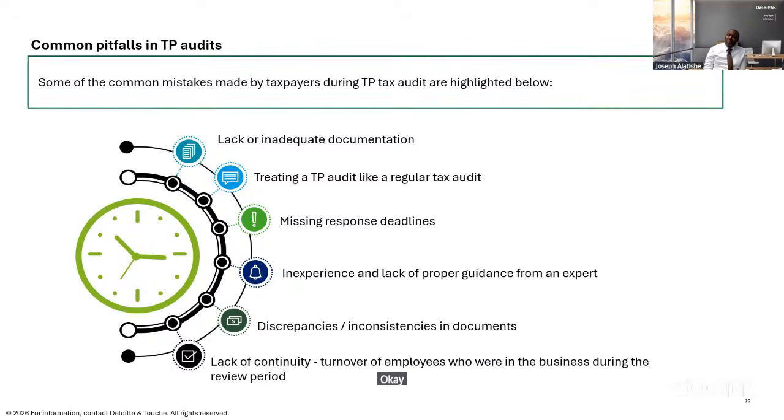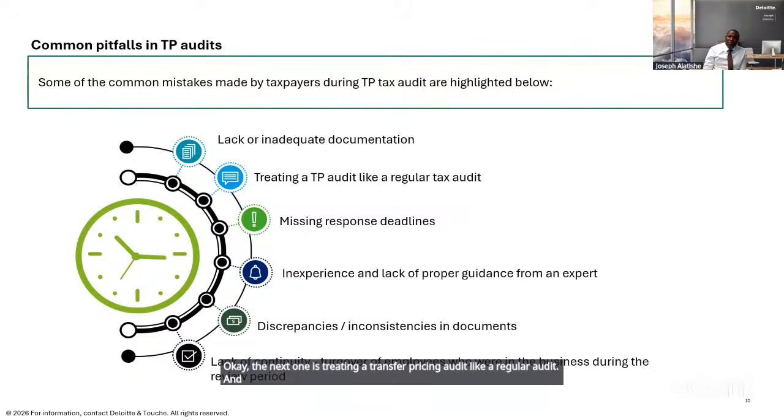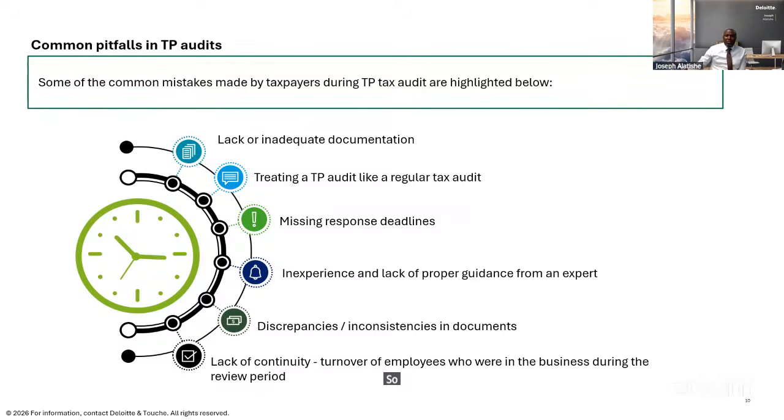The next one is treating a transfer pricing audit like a regular audit. And I think I've mentioned some of the points here, so I will not rehash it. A transfer pricing audit, even though the process seems similar, is different in content. It is not just about showing documents, but about showing proof of conduct and proof of why the value has been allocated to each member within the group. So a transfer pricing audit needs to be treated like a transfer pricing audit.